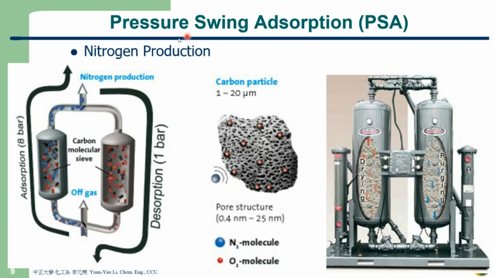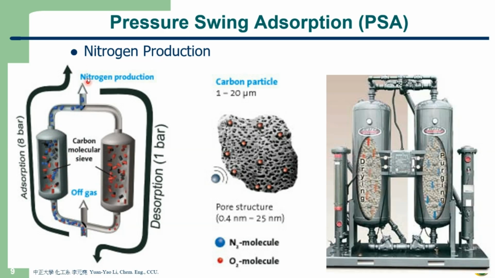Okay, and then why is it called pressure swing? Because if we increase the pressure, the more oxygen will be trapped in these particles, and then more nitrogen will come out. So if you put the air into this chamber, most of the oxygen is trapped in the chamber, and most of the nitrogen comes out free. So you have pure nitrogen.